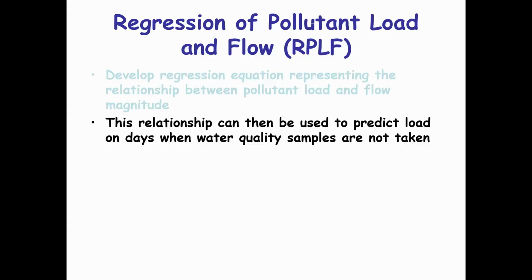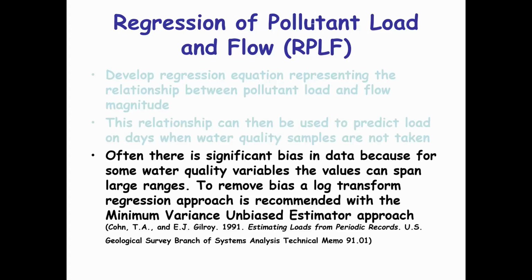The accuracy of that prediction is really the issue associated with how accurate the method really is. And I might mention here there can be some bias in the data because of the large range in values of the water quality variables. And there's an additional technique for this RPLF method, called the minimum variance unbiased estimator approach, that can be used to remove some of the bias that's mentioned here. We'll not be using RPLF in the course, but there is a reference given here that you can use to find out more information about it.